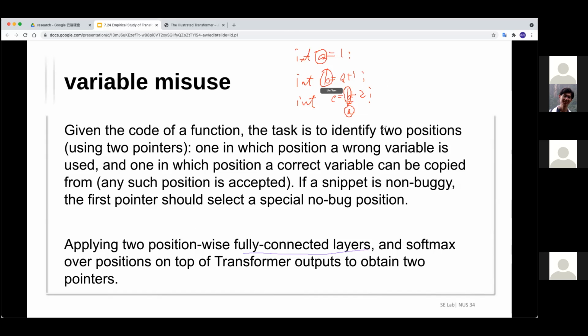Maybe you can be more specific because this is variable definition 1, definition 2, and this is the variable use, right? So how do we look into the position here? How do we define the position? Pointers, you mean the... or to be more specific here, how are these fully connected layers constructed?